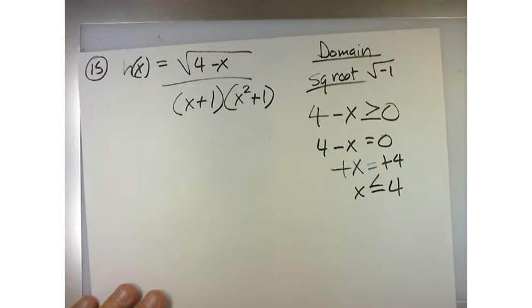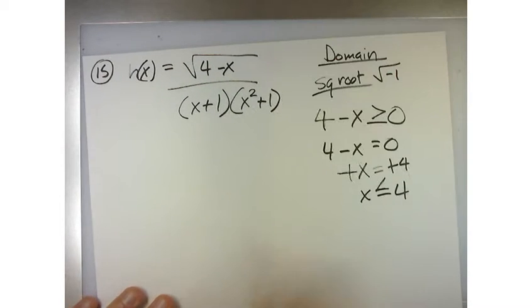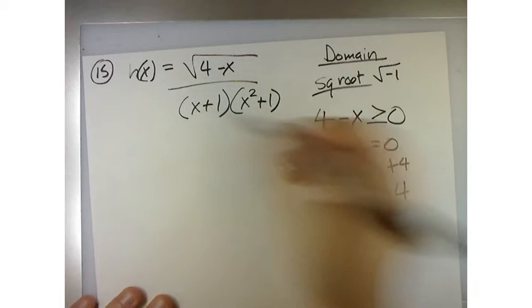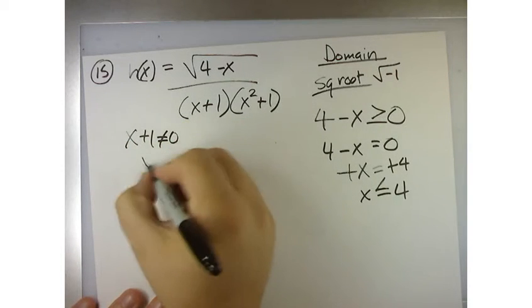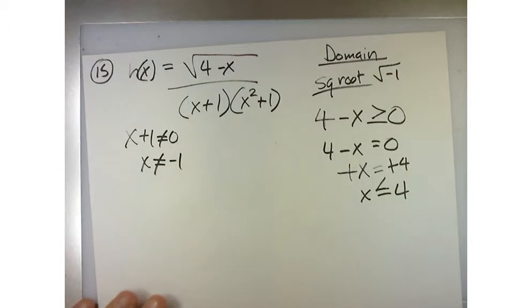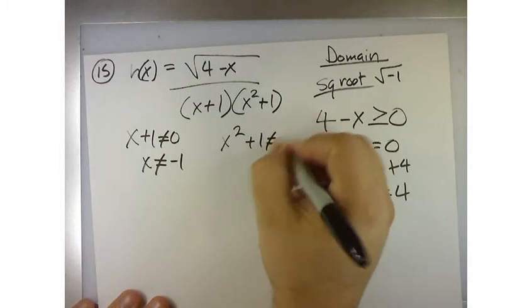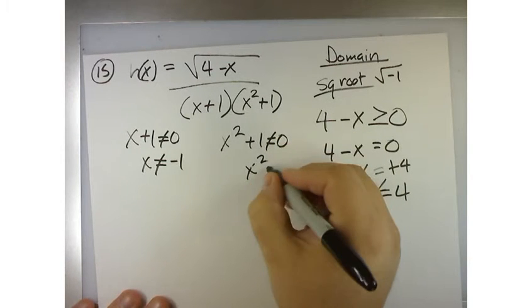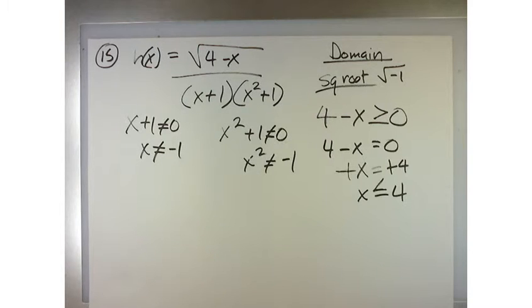What's the other thing that we have to think about for domains? Zero in the denominator. Now, if you look at this, x plus 1 cannot equal 0, so x cannot equal negative 1. If I do this over here, I've got x squared cannot equal negative 1. Well, that's true because anything I square will never equal a negative number.